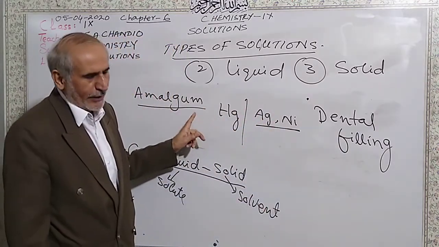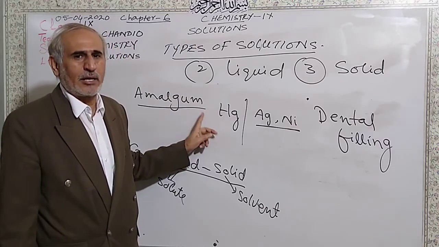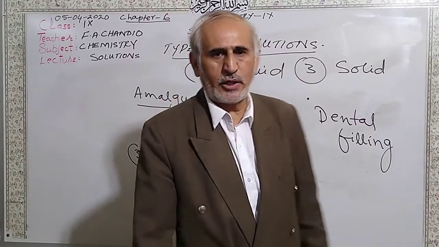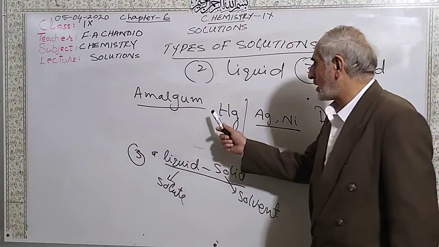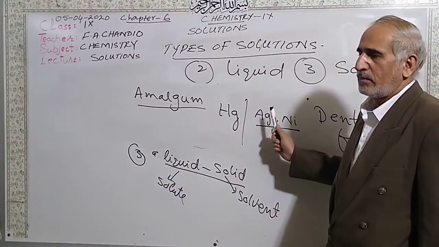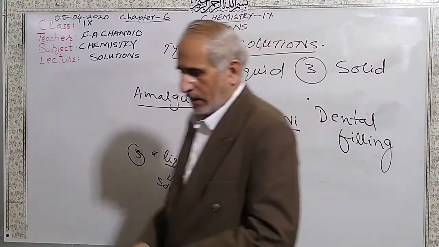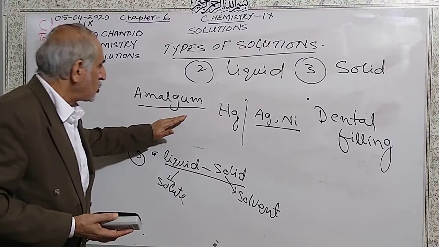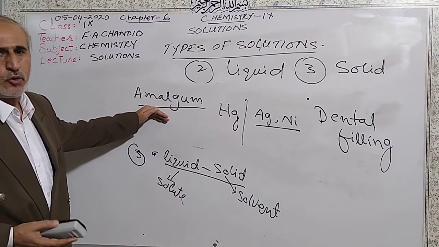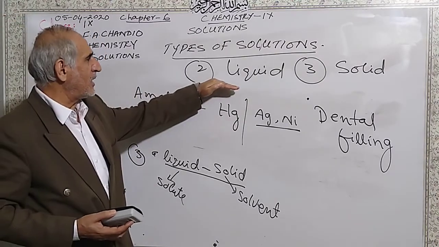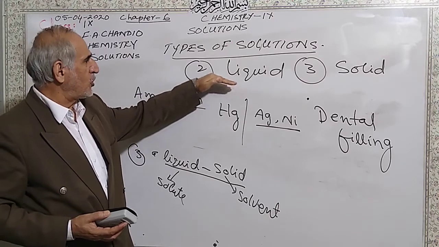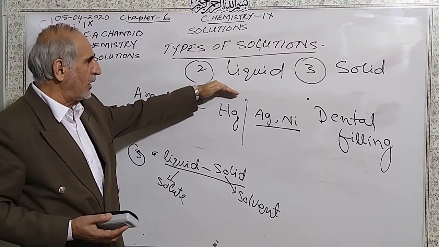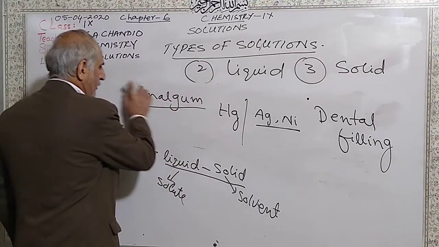Amalgam is very important. Again, I am telling you, mercury is a liquid as a solute. Silver or nickel are solid, they act as a solvent. So the solution of mercury with metal is called amalgam. Students, viewers, we finished the types of solution of liquid only. We completed gases, now I complete liquid. Now number third.